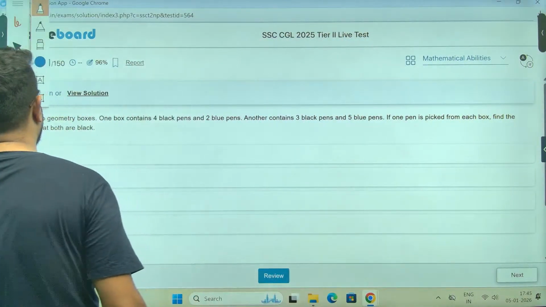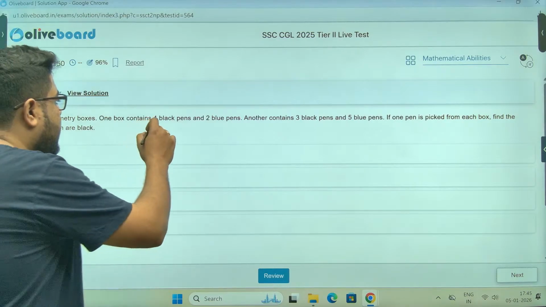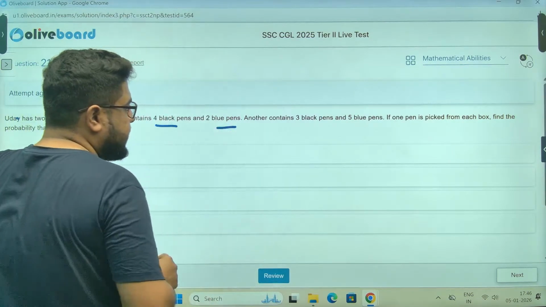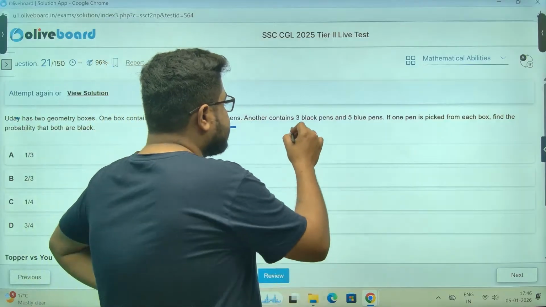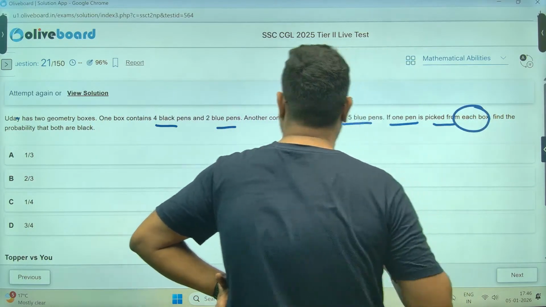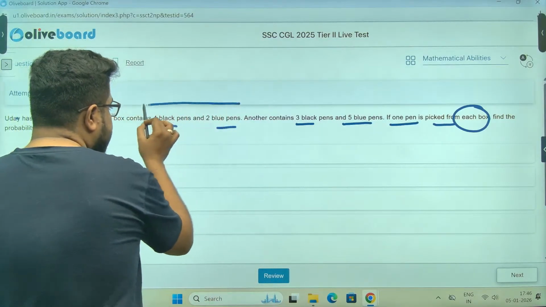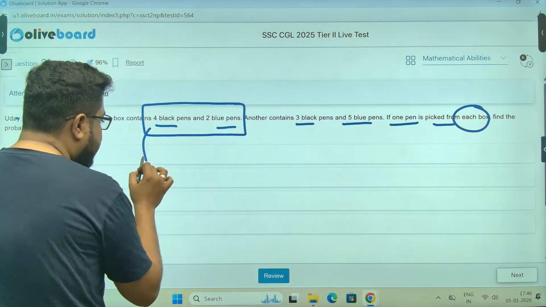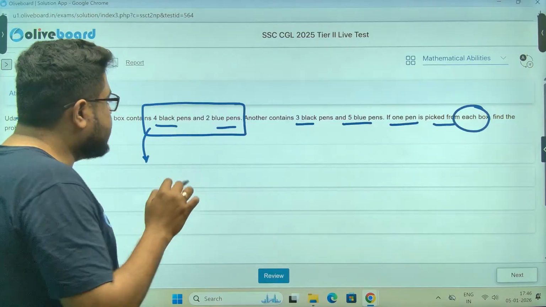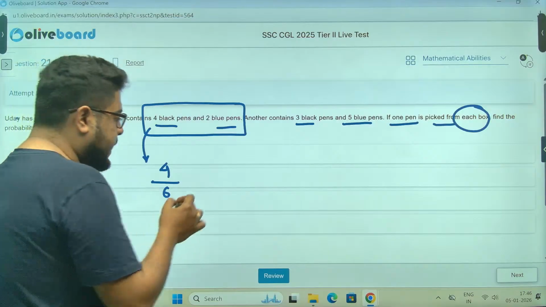Chalo, next one. Uday has two geometry boxes. One contains four black and two blue pens. Another contains three black and five blue. One pen is picked from each of the boxes. Find the probability that both are black. From the first box, what is the probability that I'll get a black pen? Sir, there are four blacks out of 4 plus 2, total 6.